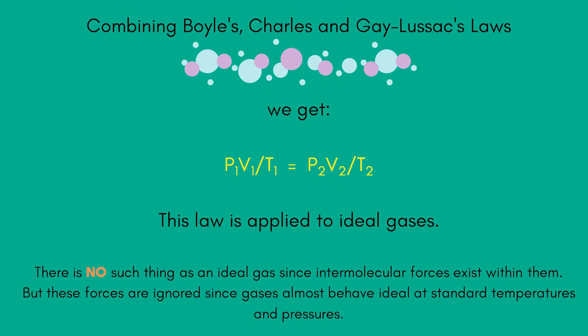Combining Boyle's, Charles's, and Gay-Lussac's laws, we get P1 V1 over T1 equals P2 V2 over T2. This law is applied to ideal gases. However, there is no such thing as an ideal gas since intermolecular forces exist between them. But these forces are ignored since gases almost behave ideal at standard temperatures and pressures.